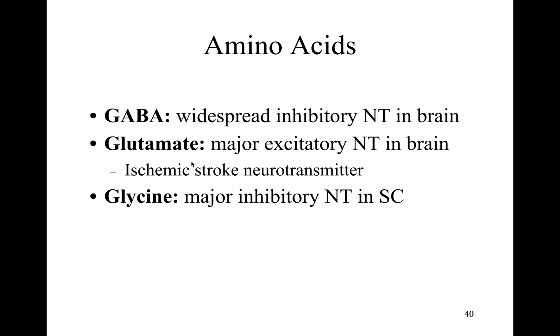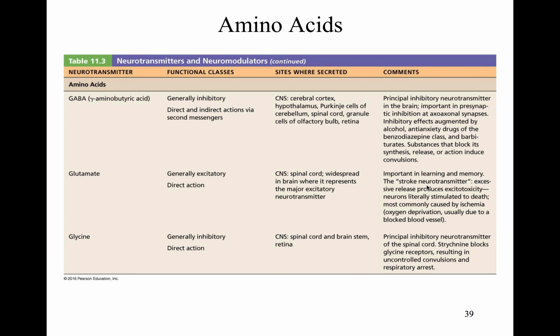One interesting thing about glutamate is that it is also known as our ischemic stroke neurotransmitter. That occurs because in an ischemic stroke, there's excessive release of glutamate at the synapse.